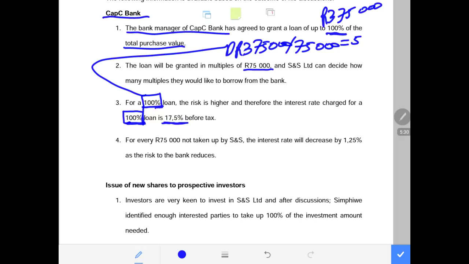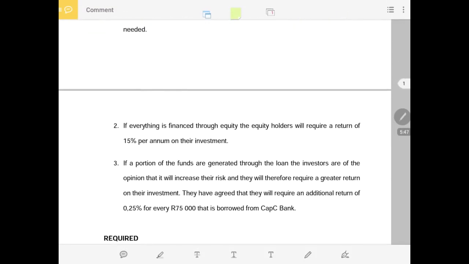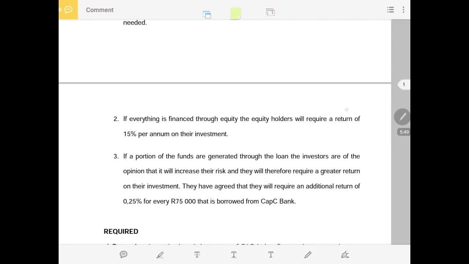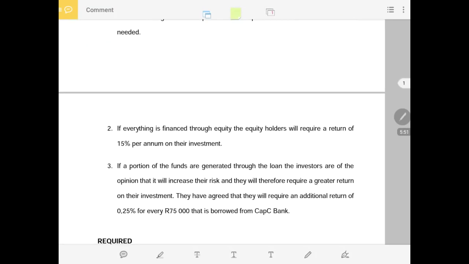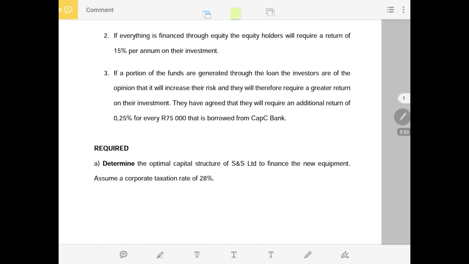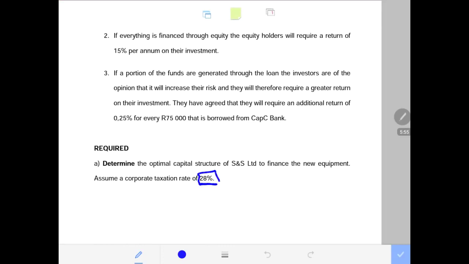So if that is a deduction, meaning now there is taxation implication that needs to be taken into account whenever you deal with the debt as a source of funding instrument. So now this is before tax. We still need to take into account the tax which was provided to us at the bottom, that the tax expense is assumed to be 28%, meaning the after tax will be 72% after tax.